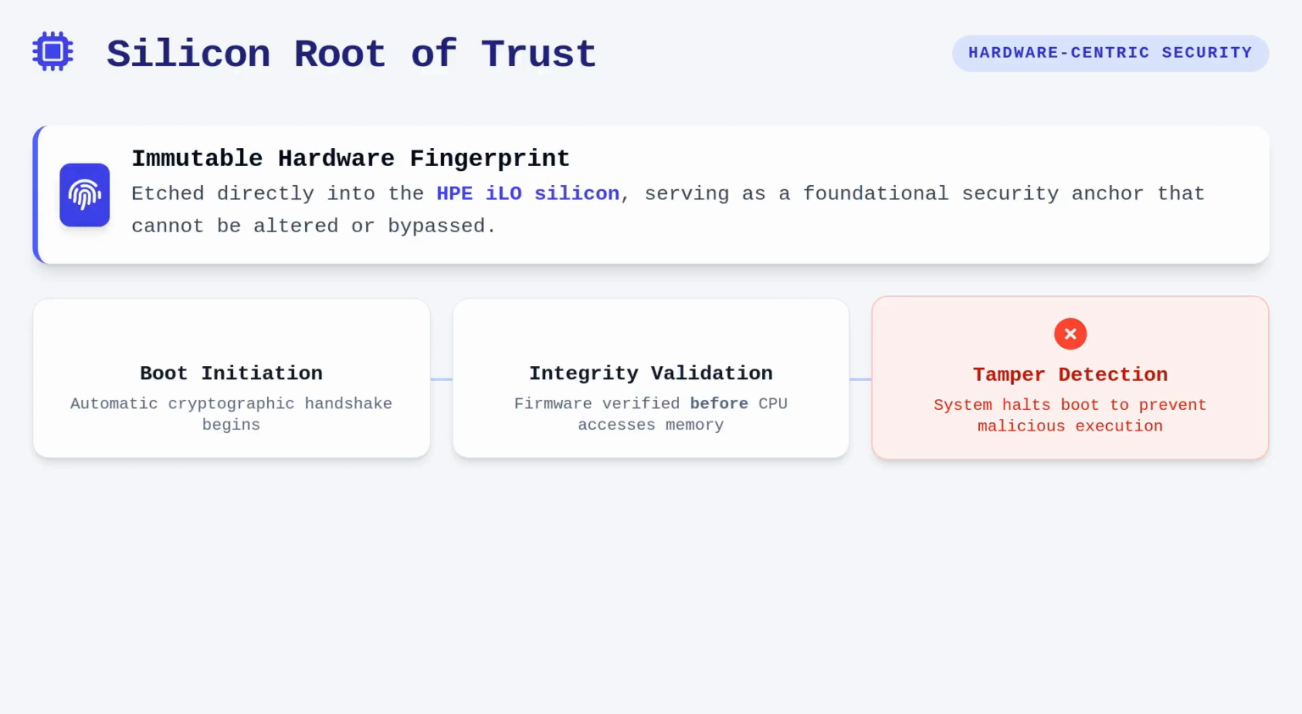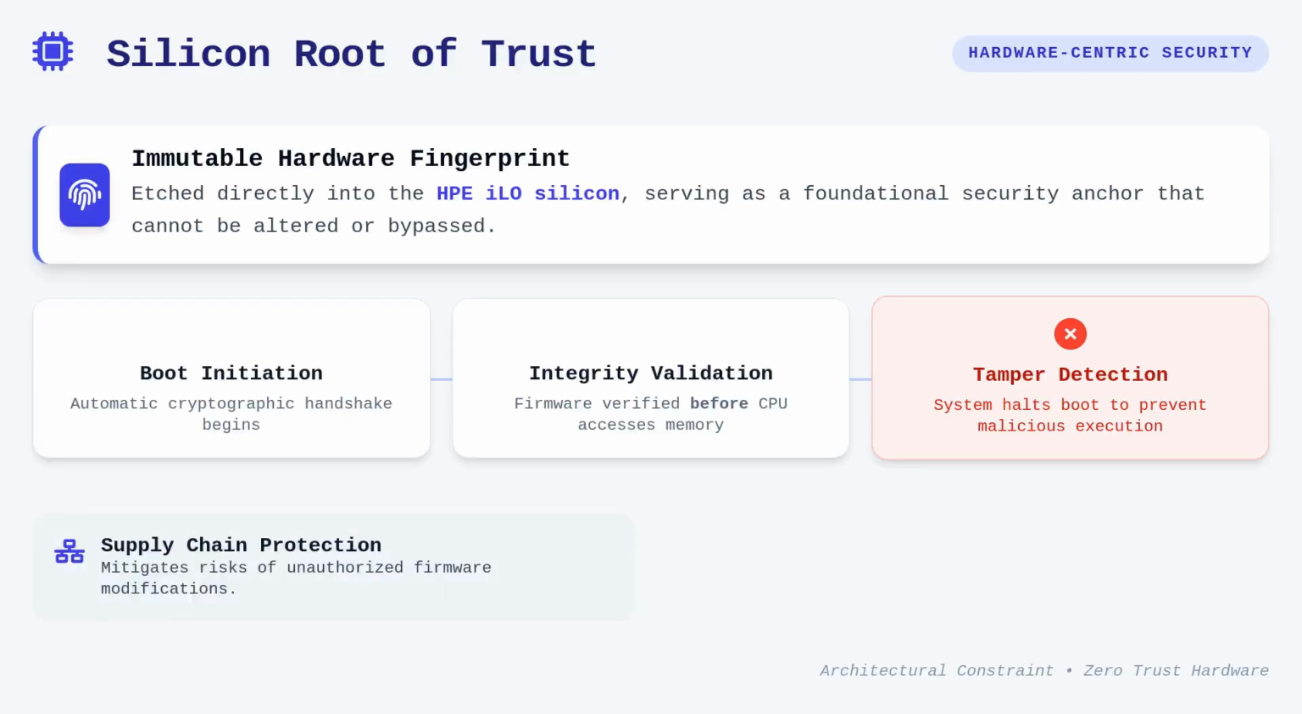This mechanism is not merely an optional security feature, but an architectural constraint that forms the backbone of modern enterprise security baselines. By anchoring trust in the silicon, HPE effectively mitigates risks associated with supply chain attacks or unauthorized firmware modifications that could otherwise compromise the entire hybrid cloud fabric.